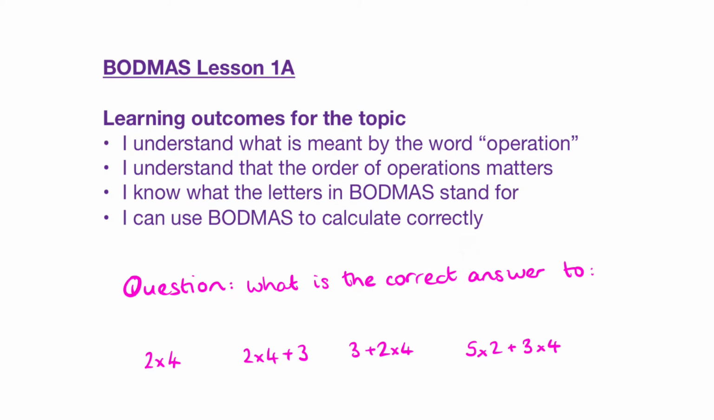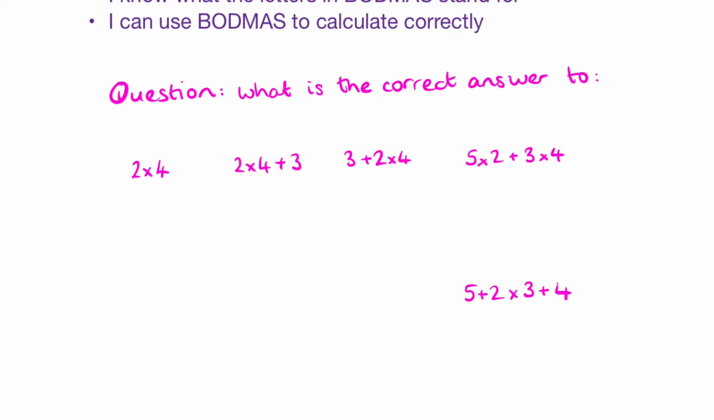So, first of all, let's have a think. What is the correct answer to these questions? If you want to pause the video for a moment and work these out, that would be a good idea. Let's have a look at the answers then. So, first one, I think we all know that 2 times 4 is 8, and there's no question about that. Now, the second one, 2 times 4 is 8, add 3 is 11.